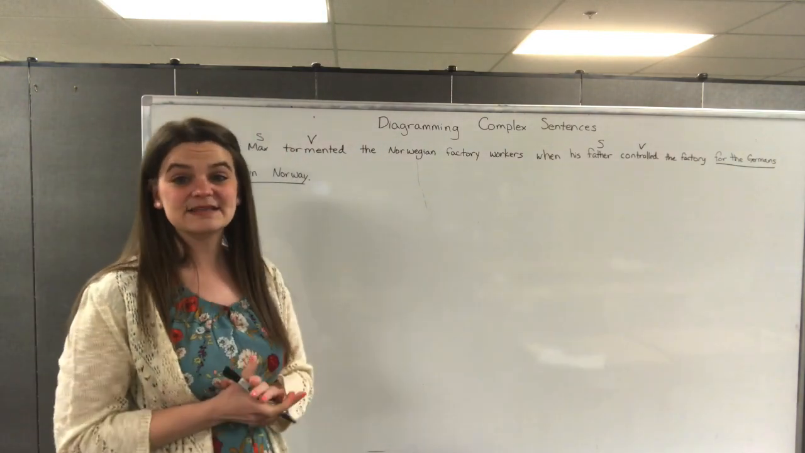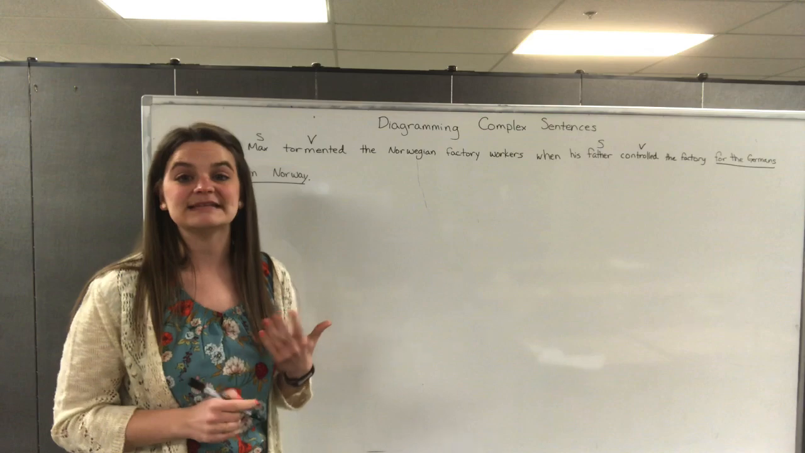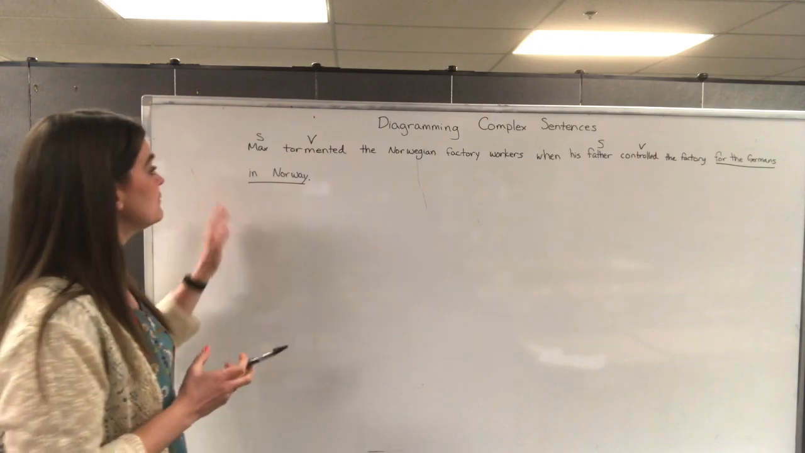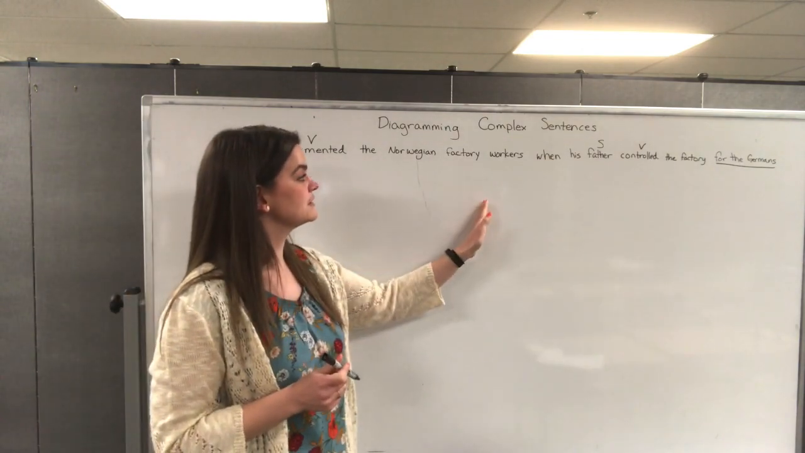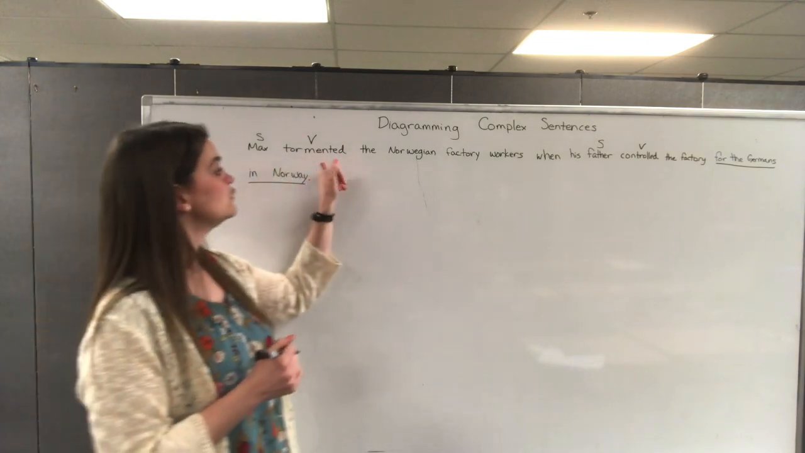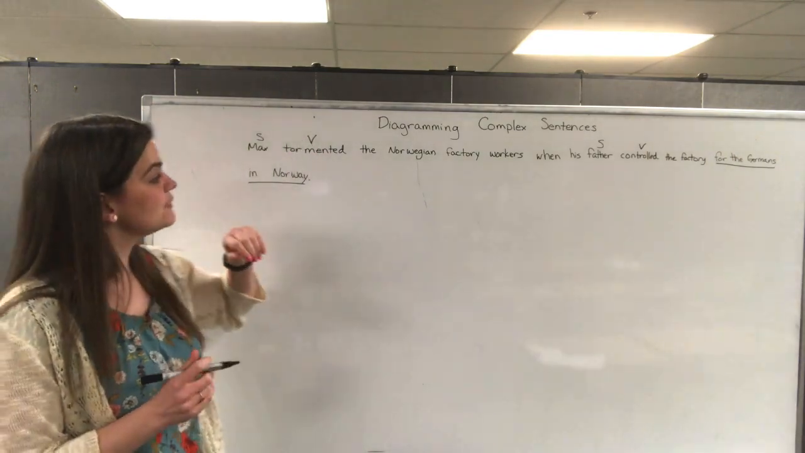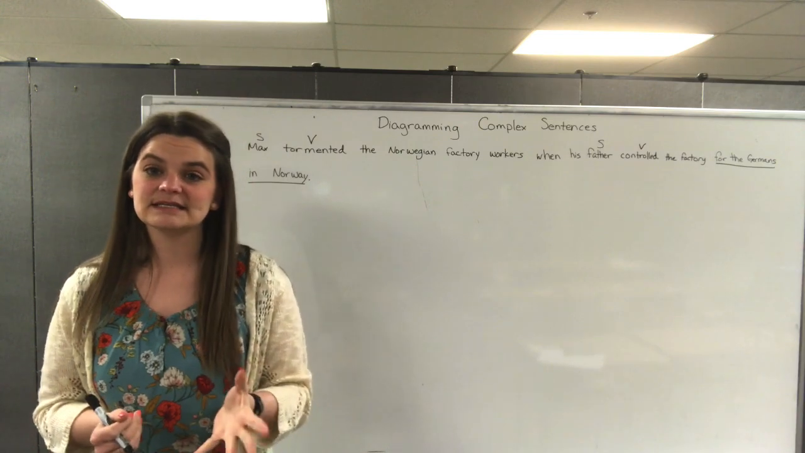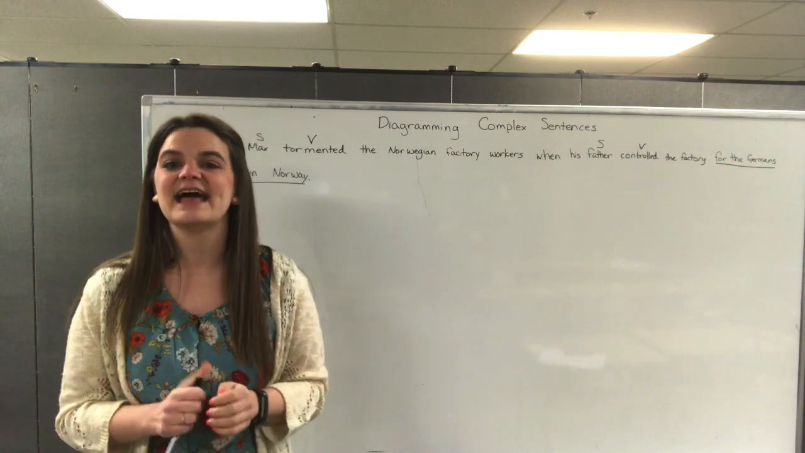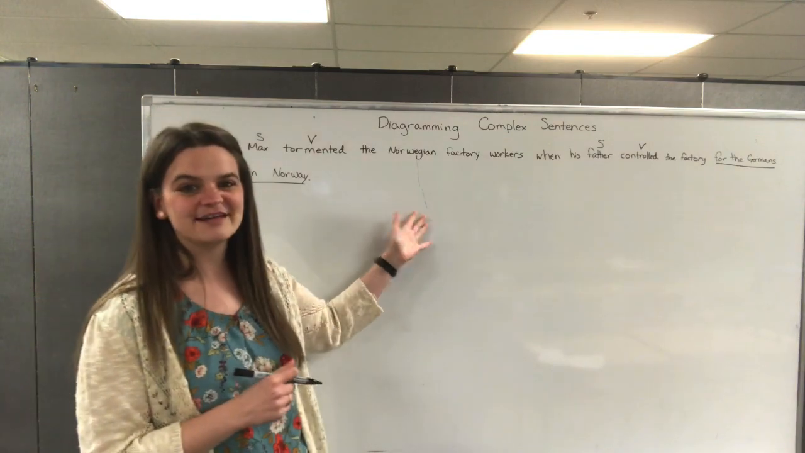Okay, so the next thing that we do with Fix-It is we go and look for our phrases. Remember, a phrase is made up of a subject and a verb and all the words that modify that subject and verb. So Max tormented the Norwegian factory workers. That's our first phrase. It's our subject and a verb, Max tormented. Tormented who? Workers is our direct object there. So then the question is, is this an independent, I'm sorry, I've been saying phrases. I should be saying clauses. Clauses are made up of subjects and verbs and all of their modifiers. So this is our first clause in our sentence.